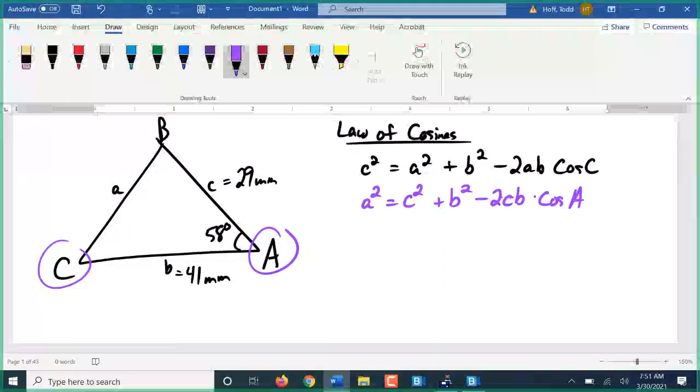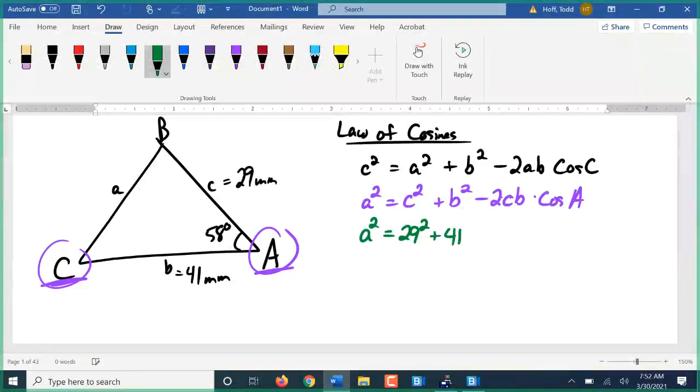So again, that was because instead of having angle C, I had angle A, and instead of looking for side C, I'm looking for side A. So everywhere in my formula that I saw a C, I traded it for an A, and everywhere I saw an A, I traded it for a C. And now it's just the same thing. A squared equals C squared, which is 29 squared, plus B, which is 41 squared, minus 2 times 29 times 41 times the cosine of angle A, which is 58 degrees.